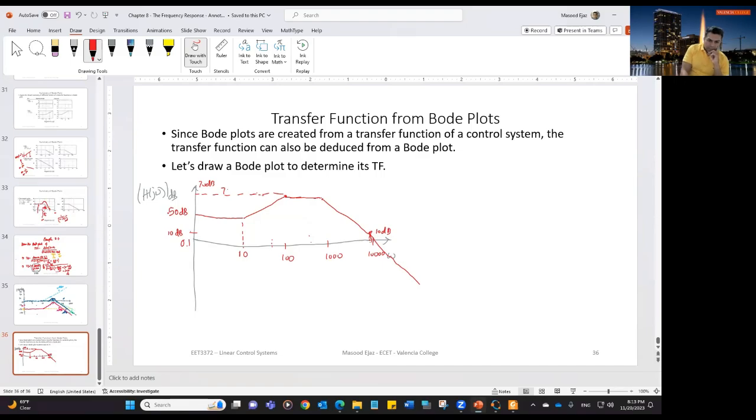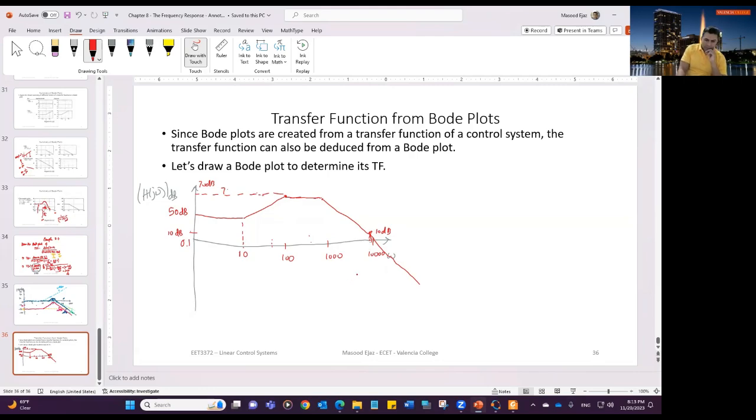So it starts at 50 decibel up to 10 radian per second. At 100 radian per second, it is 70 decibel. It stays at 70 decibel up to 1000. Then it drops down to 10 decibel at 10,000, and then keeps on going.